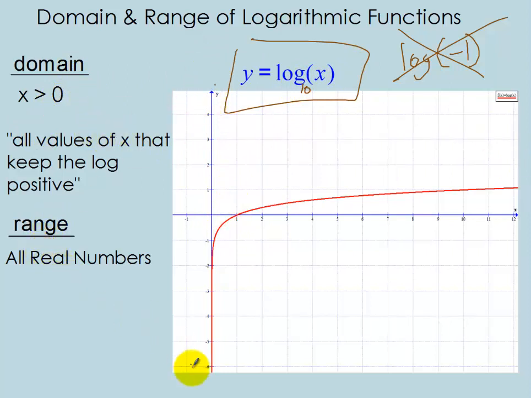And the range is going to be all real numbers, because you're going down forever and you're going up forever. Even though it's going to the right, it still keeps going up slightly. So your range is all real numbers. Remember, from exponentials, the domain was all real numbers.